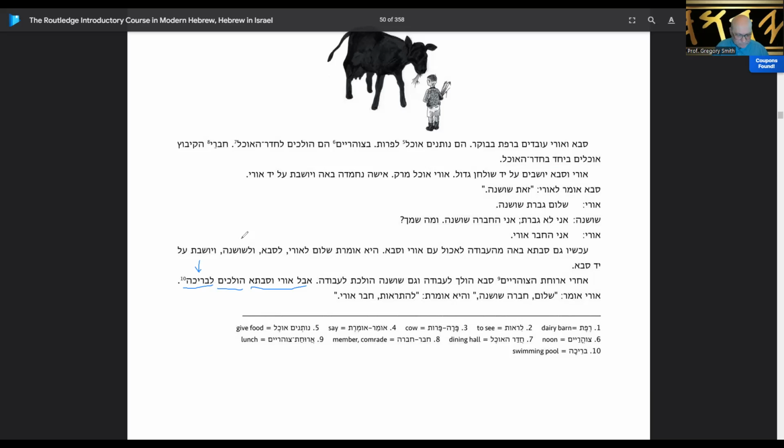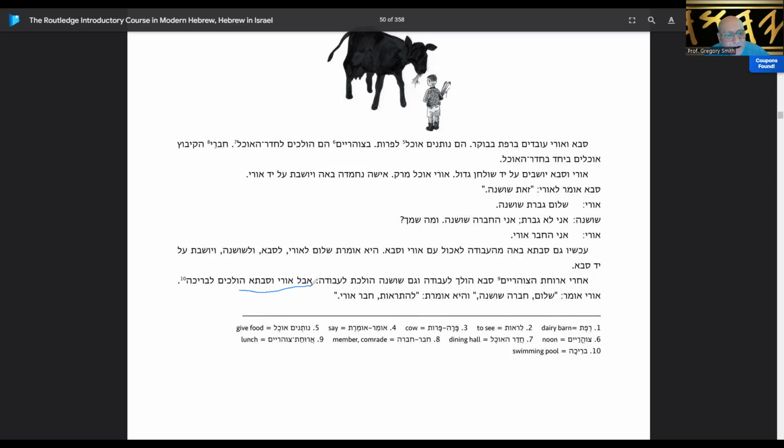Librecha, to the pool. Look at that, librecha. Notice under this lamed, it's got to use a hirik, a dot, to get that E sound, librecha, to the pool.